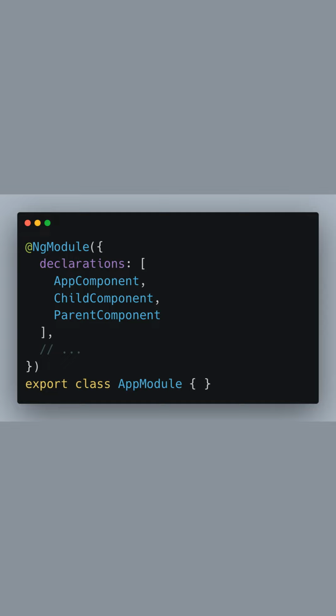To bring these components together, we must declare them in an NgModule. In our case, that would be the AppModule. Both the child component and parent component are included in the declarations array. Finally, exporting the AppModule makes it available for bootstrapping by the platform.